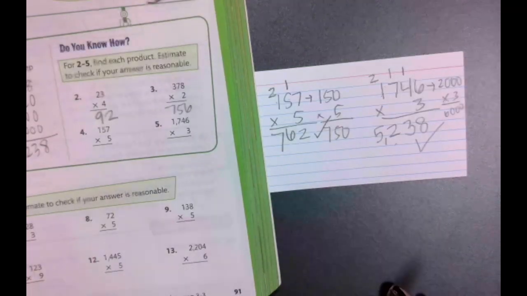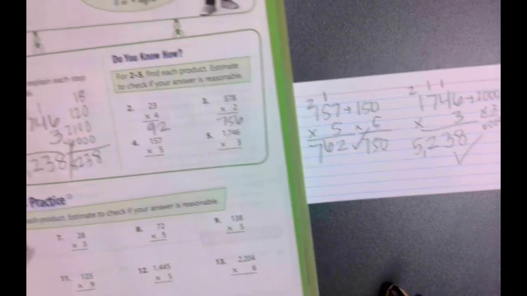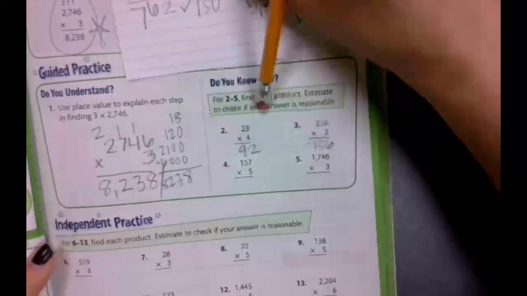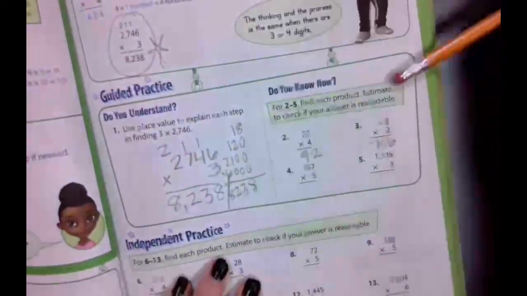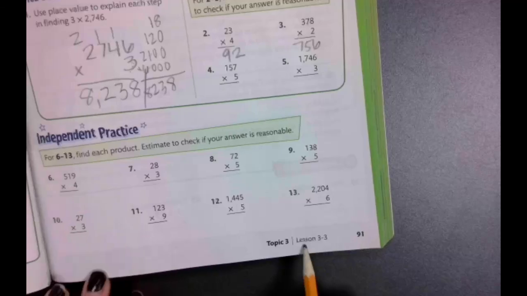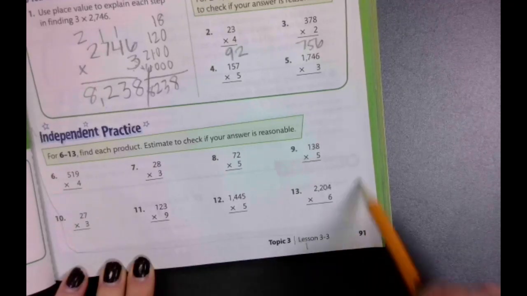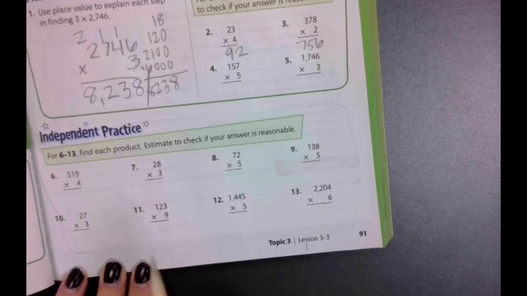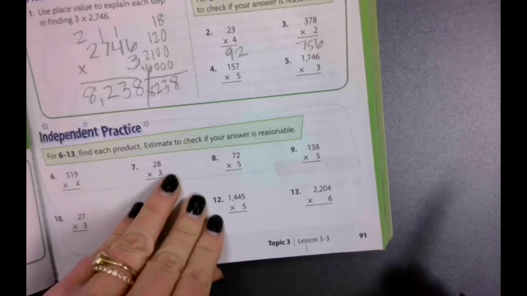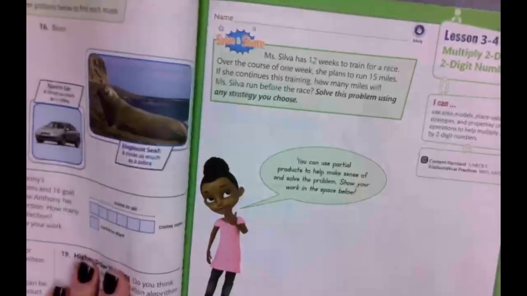If you still don't understand, and if you feel like you need some extra support, go see who already earned their badge for 3-3, and maybe they can help walk you through some of the independent practice problems. If not, finish these up, show your teacher, and then move on to Collab.